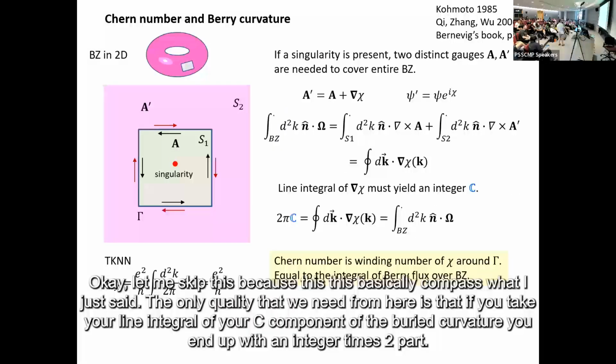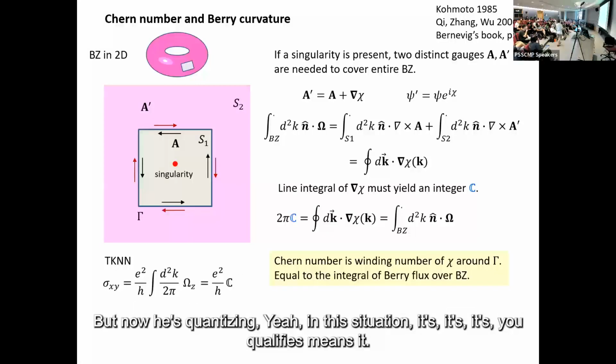Okay, let me skip this because it basically covers what I just said. The only quantity that we need from here is that if you take your line integral of the z component of the Berry curvature, you end up with an integer times 2π. That is the Chern number. But now it's quantized. Yes, it's an integer, right?